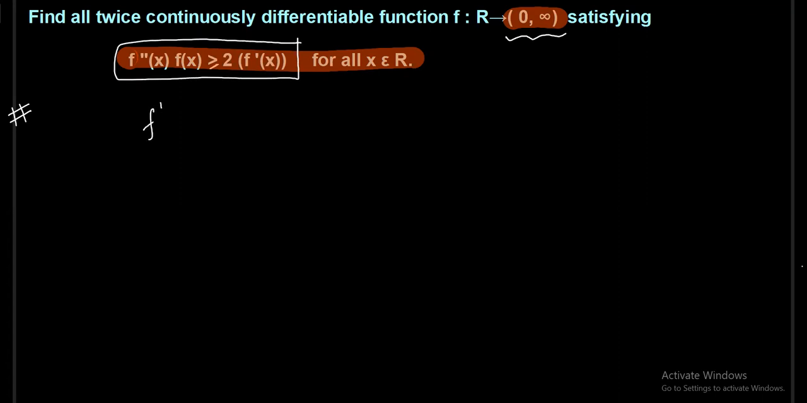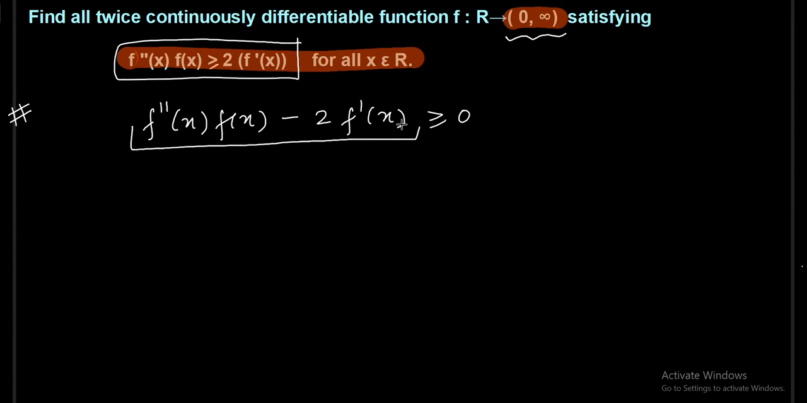I'm rewriting this condition as f double dash of x multiplied by f of x minus 2 into f dash of x squared is greater than or equal to 0. First of all, I'll try to rewrite the left-hand side of the function as the derivative of some function. And that requires a little manipulation.